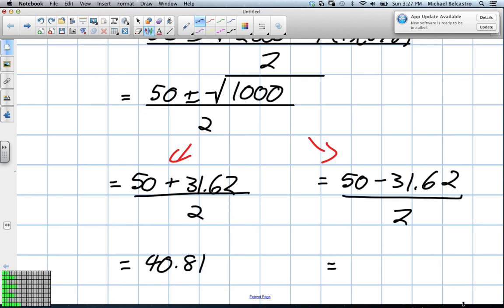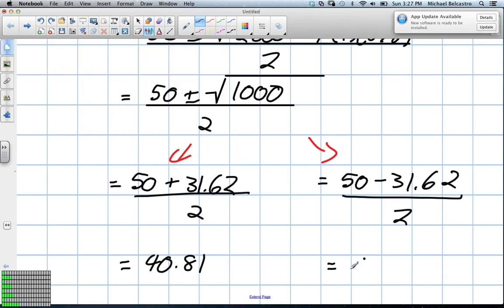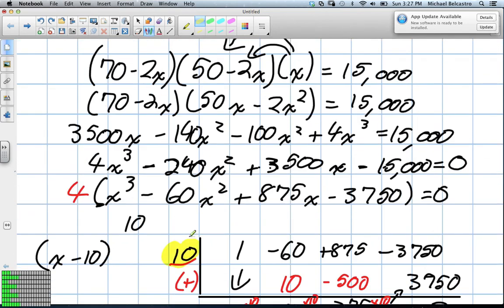And in our other one, 50 minus 31.62, divided by 2, equals 9.19. Okay, so what we've actually found is three factors. Let's not forget this: 40.81, 9.19, and the very first factor we found, which was 100.